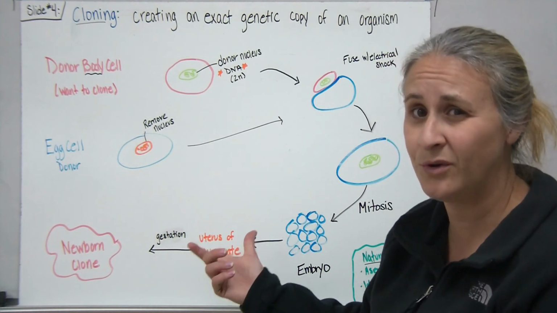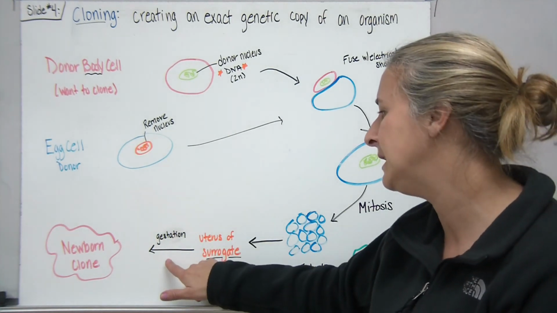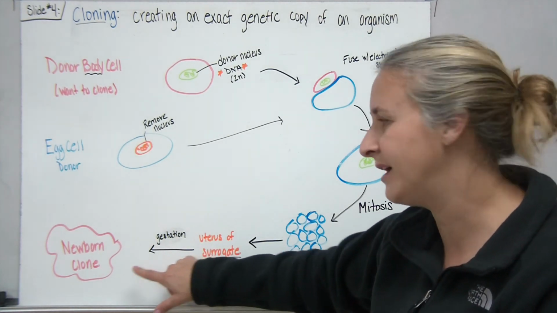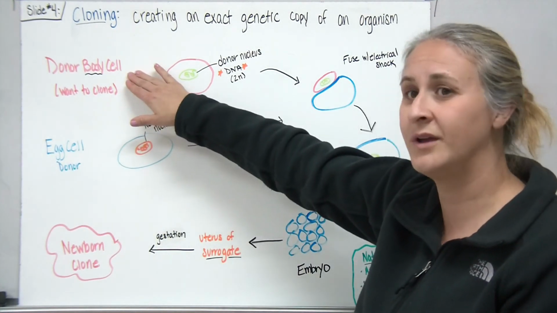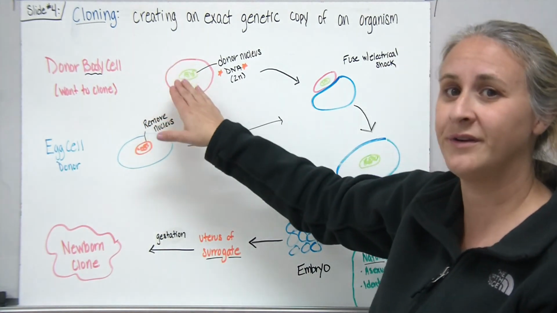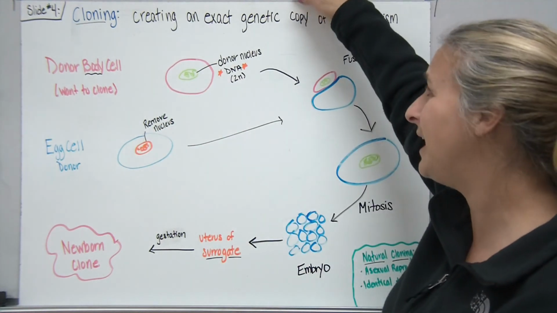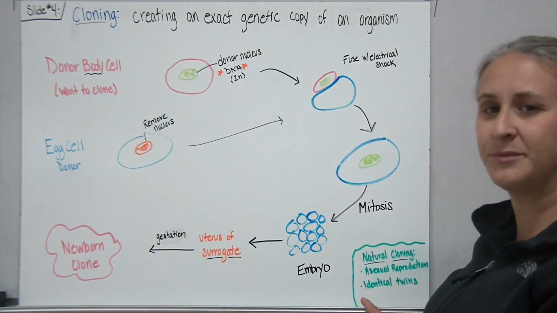They would basically just be holding and growing that embryo, let it go through a normal gestation length, and eventually we would have a newborn, and that newborn would be the clone of our original donor of the DNA. They would have an exact copy of the DNA from the donor.